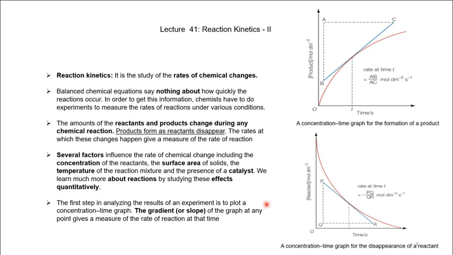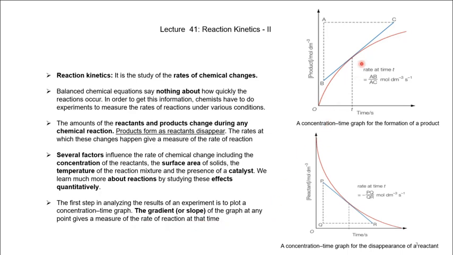Well, the first step we have to do is measure some component and then graphically represent it to see the rate of reaction. For example, if we take the experiment and plot the concentration against time in a graph, the gradient we get from the graph measures the rate of reaction at that time.